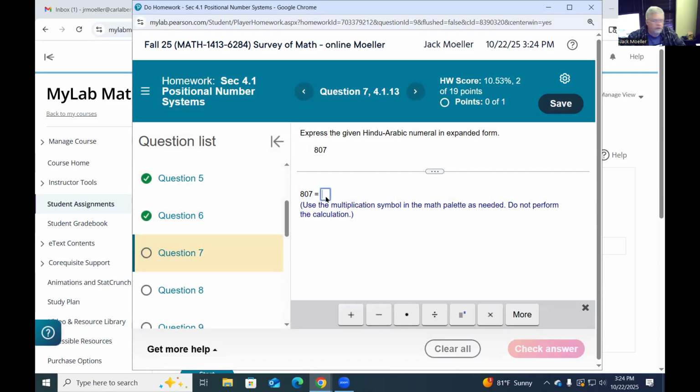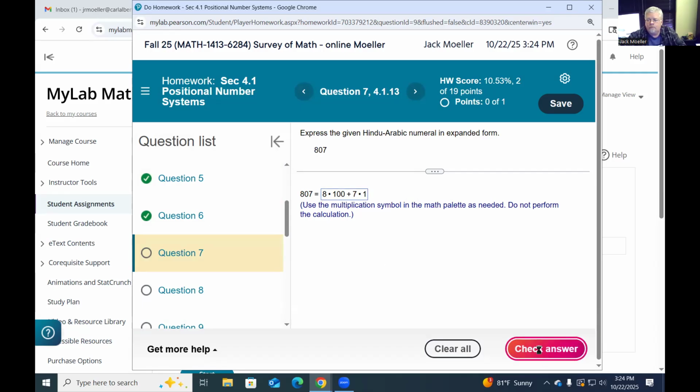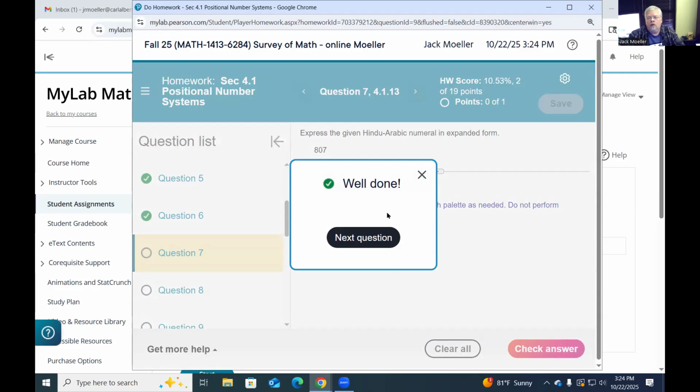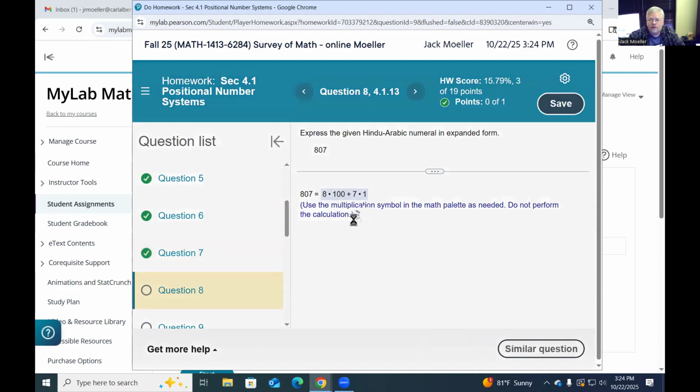Now okay, so this is 800, so 8 times 100. I want to leave off the 0 to see if MATLAB will take that. Okay, so MATLAB doesn't always use common sense, but on this one, when it had that 0, it didn't force me to write in the 0 tens.